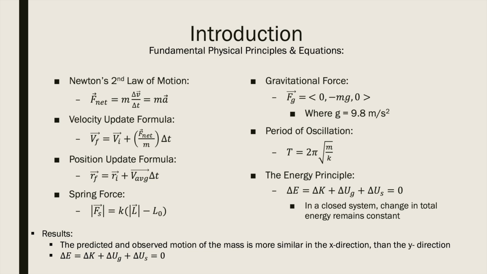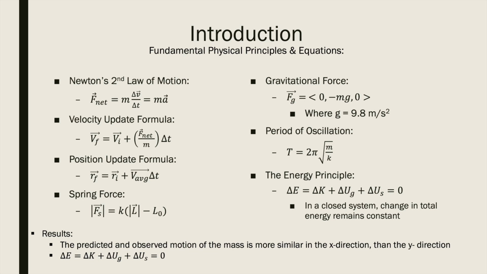This concept can be explained by Newton's second law of motion, which states that the net force is equal to the product of mass and change in velocity over time, or simply known as mass times acceleration. The velocity update formula is used to predict new velocity, and the position update formula is used to predict the new position to predict the motion of an object. The spring force is a non-constant force that can be found using the spring constant, relaxed length of spring, and the stretched or compressed length of the spring. The gravitational force on the mass is the product of the mass and the gravitational constant in the negative y direction. The period of oscillation formula is used to calculate the spring constant for the system.